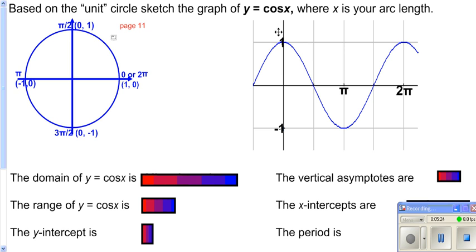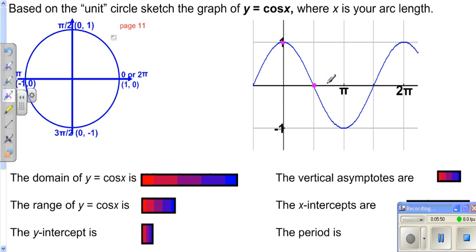Your cosine deals with the x-coordinate from your unit circle. So here at an angle of 0, your x-coordinate's 1. So here at an angle of pi over 2, your x-coordinate is 0. So you go over pi over 2 and you go up 0 here. Here you go all the way to pi, your x-coordinate's -1.